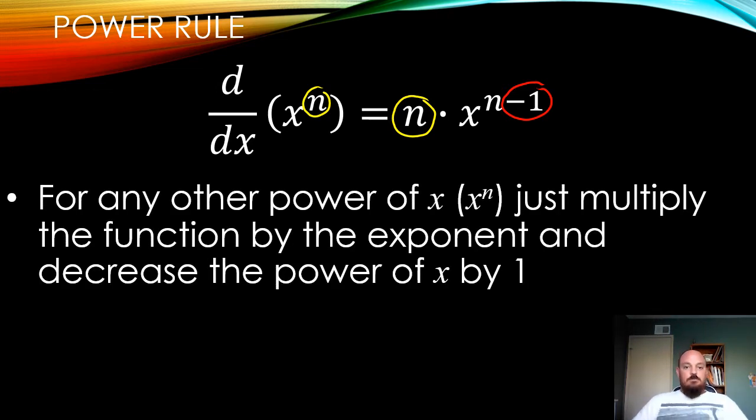So in words, for any other power of x, if I want to take the derivative of x to the nth, there are two very simple steps. I multiply the function by the exponent, and then I lower the power by 1. So let's try a couple of these out. I think you're going to be surprised at how easy it is.